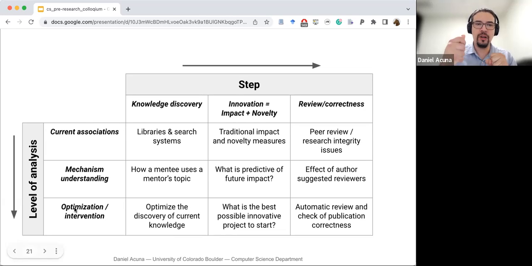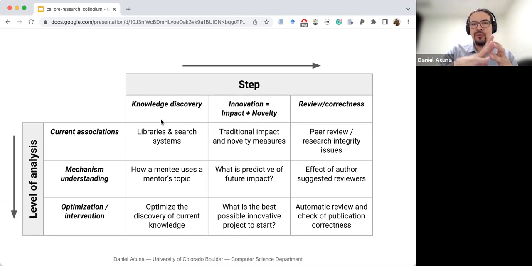What are the optimal ways of doing science? If you think about it, like what are the ways in which we should write papers, the best ways in which we should review others' work, and things like that. Now, in the other dimension, we can try to think about the different steps of the scientific process.